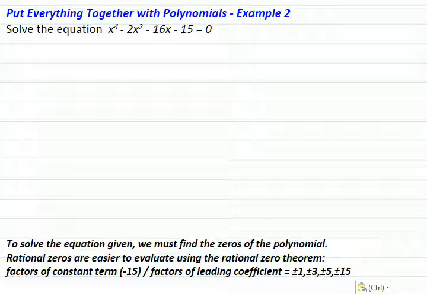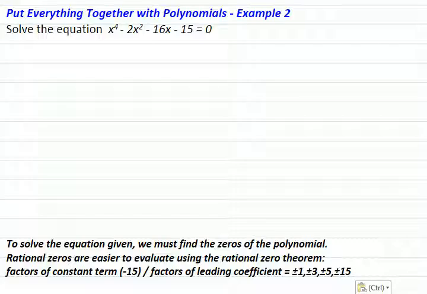This is our third video in working with polynomial functions. In this particular example, we will solve a polynomial equation that is not factorable with the usual methods that we know. To solve equations that are of higher degree and are not easily factored, we must find the zeros of the polynomial on the left side.